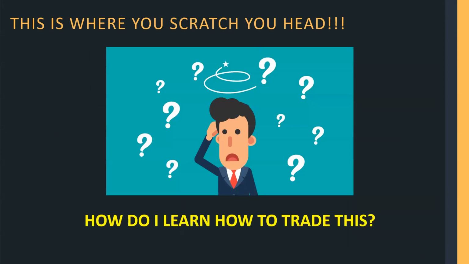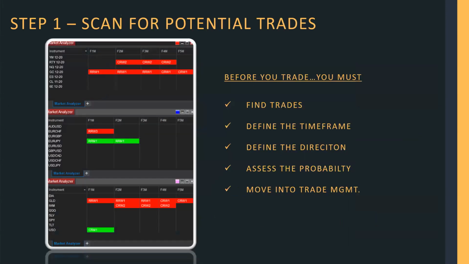So what I've done is I've built a step-by-step system to do this, and I want to teach it to you. I want to show it to you so you understand it. So step 1 is very simple. By the end of this event, you will have a game plan to just come out the gate swinging with this. That's the objective. So you're going to scan for potential trades.